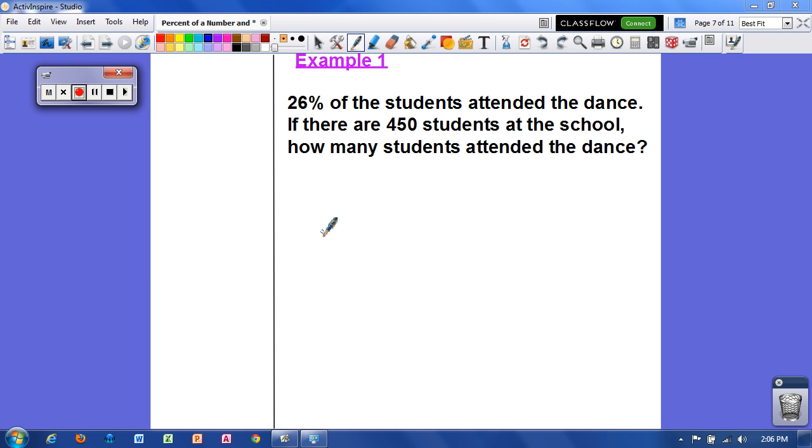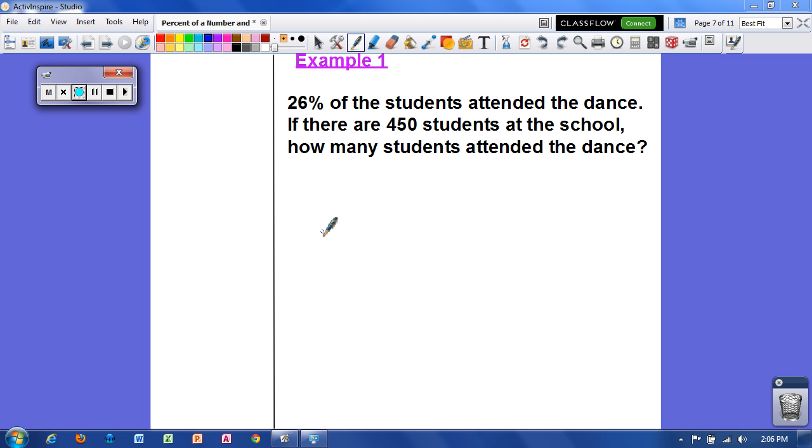Hey guys, alright, so you have learned how to find the percent of a number. Now you are going to find the percent of a number in a word problem. The only difference here is you have to figure out exactly what it is that you're trying to find, and then you'll just use the same steps that you learned in class on Wednesday. So let's look at example 1 together.